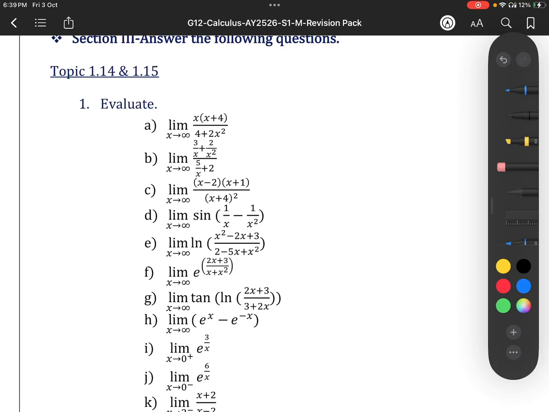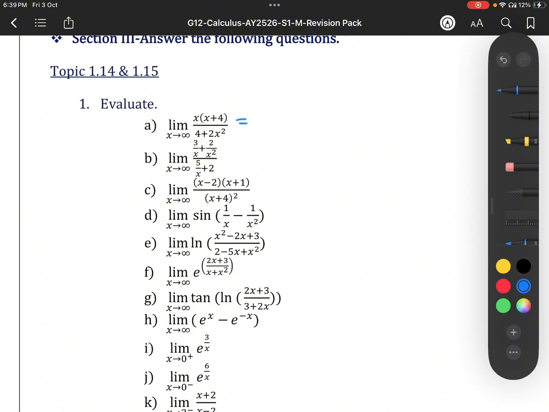Limits when x goes to infinity, part A. It depends on the rules, comparing the degree of the numerator to the degree of the denominator, the three cases.